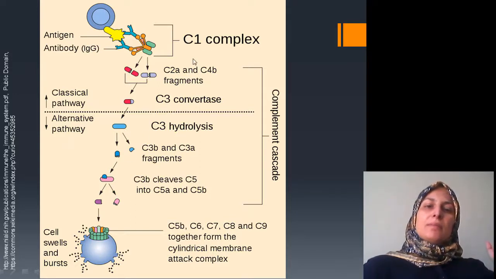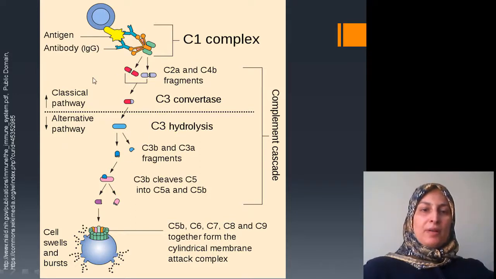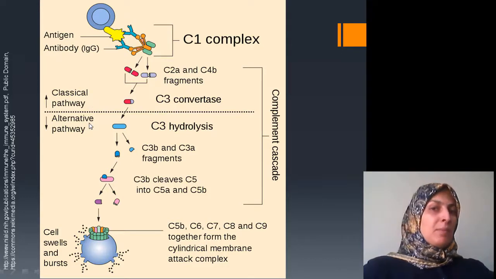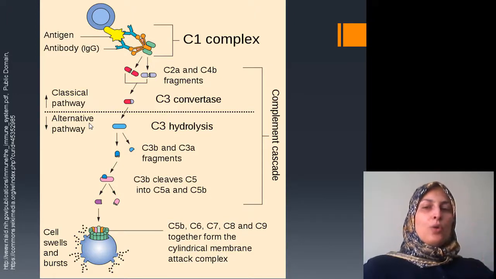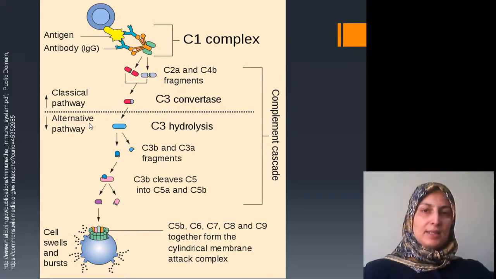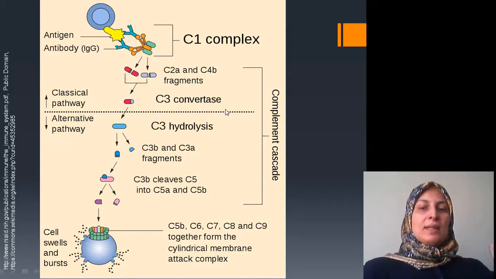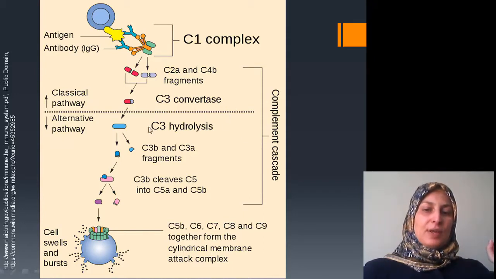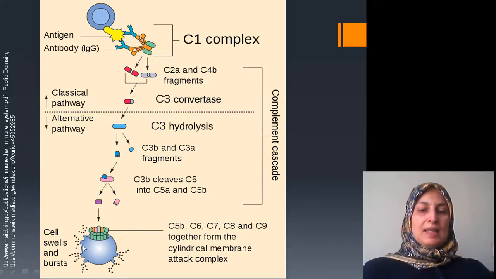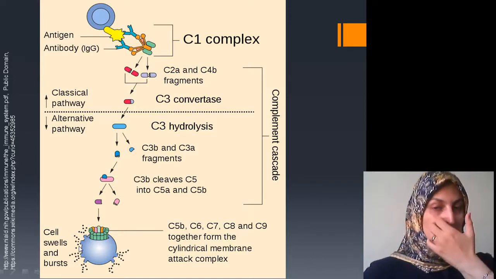So in the complement system, whether in the classical pathway, the alternative pathway, or the mannan-binding lectin pathway, they all indicate differences in how the cascade is initiated, but all of them will meet at this point: the conversion of C3 into C3b and C3a, having C3b cleave C5 and initiate forming the membrane attack complex.